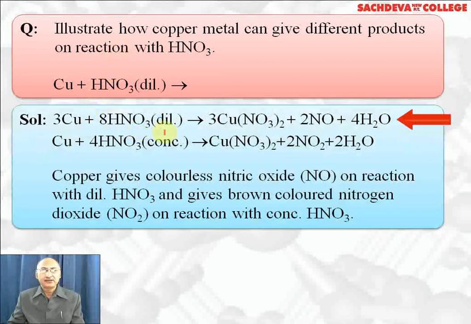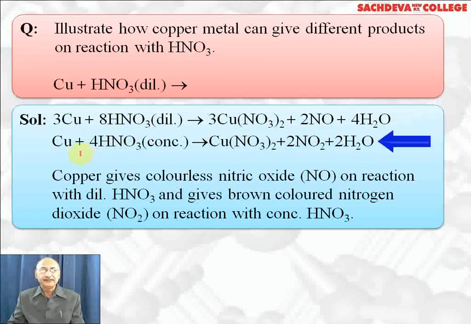Copper reacts with dilute HNO3 to give copper nitrate plus nitrogen monoxide, which is also called nitric oxide. This is colorless, plus 4 water is formed. Copper nitrate is blue solution. Remember, dilute nitric acid also acts as oxidizing agent and it converts copper to copper oxide, which reacts with nitric acid to form copper nitrate and water. Dilute nitric acid gets reduced to nitrogen monoxide, which is neutral oxide and colorless.